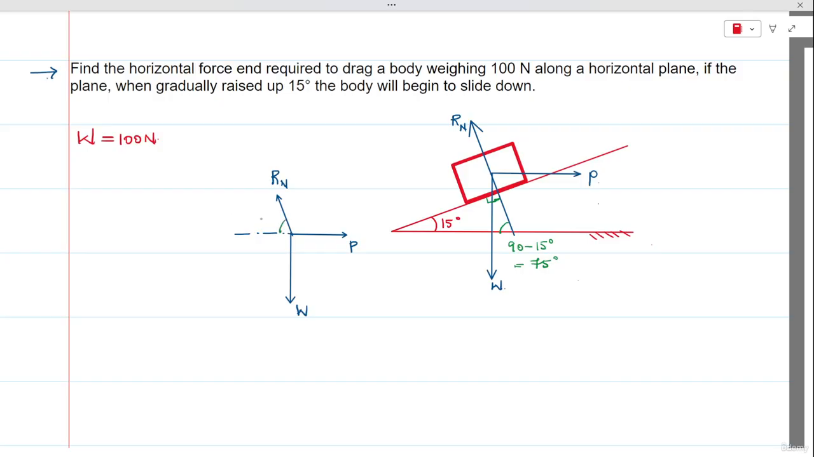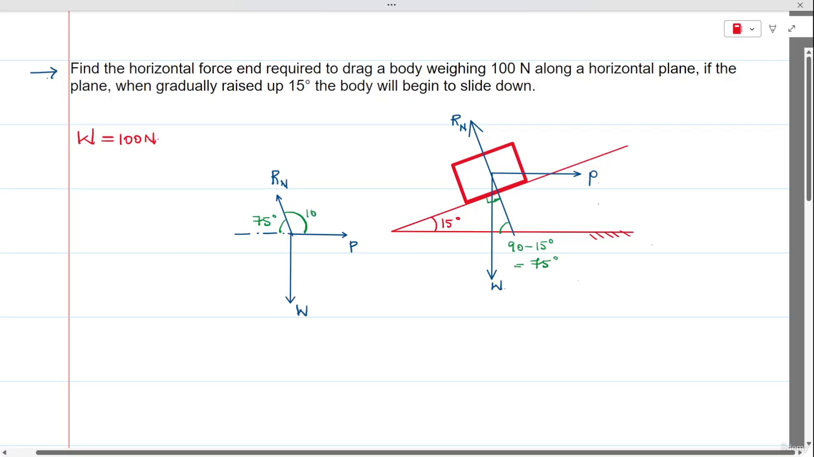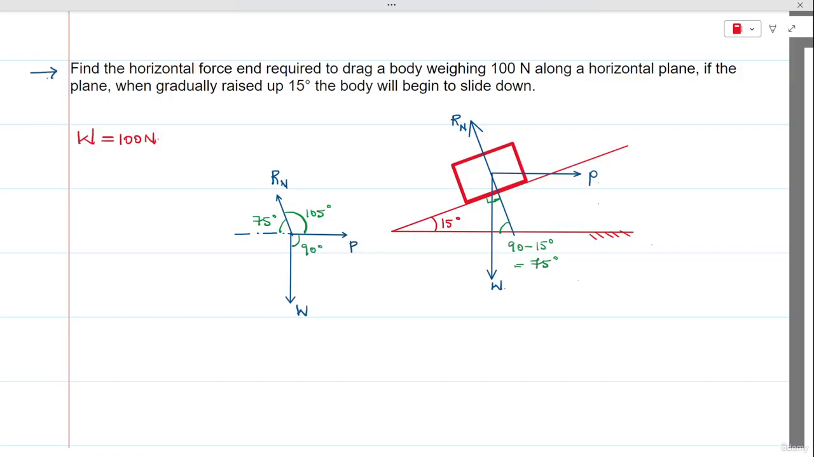The angle included here will be 75, and this would be 180 minus 75, which is 105, and this would be 90 degrees. And the remaining angle, Rn with W, would be 90 plus 75, which is 165. So now we can apply Lami's theorem very easily. Once again, I would like to repeat the point that if you are thorough with the marking of angles, the process of solving becomes very, very easy.